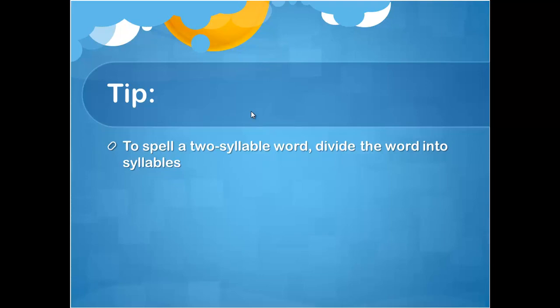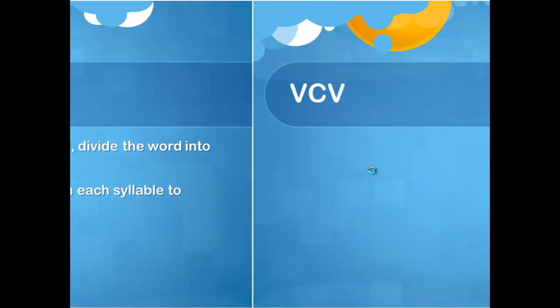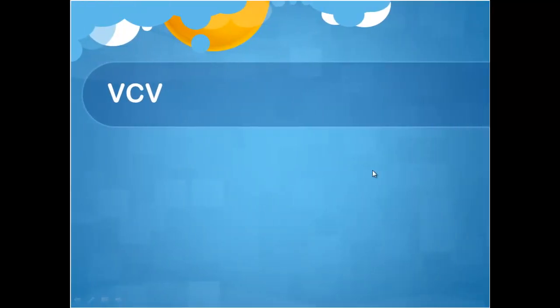First of all, in order to make spelling a two-syllable word easier, your best bet is to divide the word into syllables. And then after you've divided it into syllables, look for spelling patterns in each syllable to help you break down and spell the whole word. So let's look at some breakdowns for this week's list.